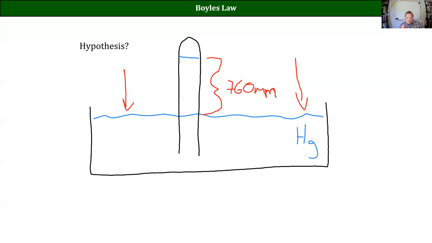We don't refer to it as the weight of the atmosphere necessarily anymore, but does anybody know what we refer to that variable as? The force of gases pushing down? Anybody have any thoughts?